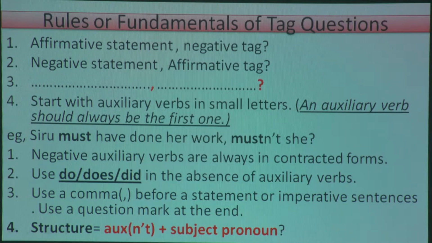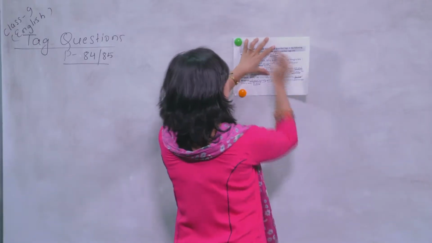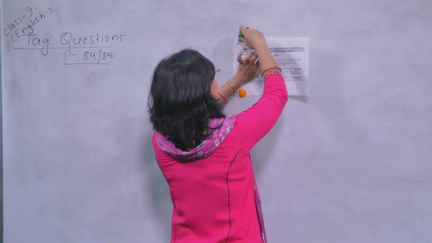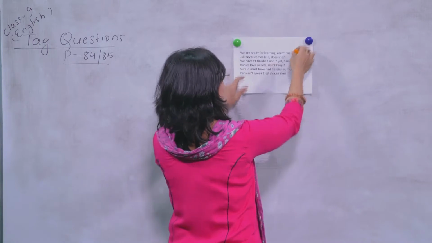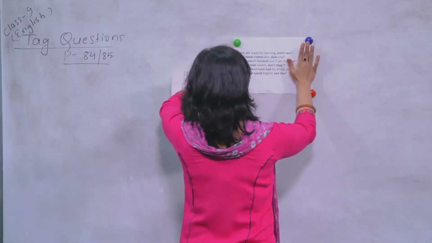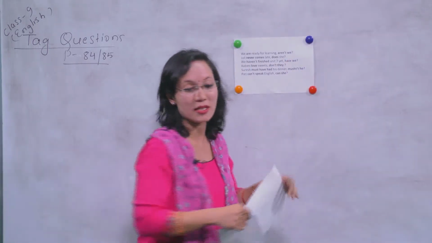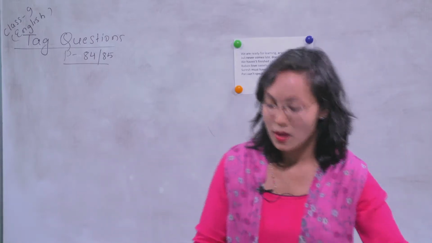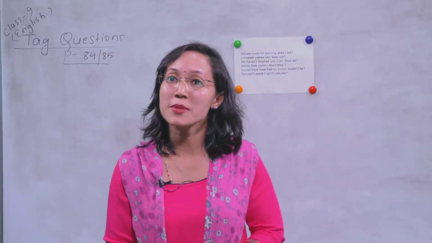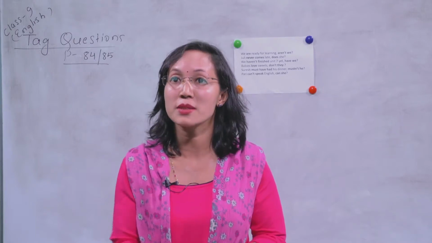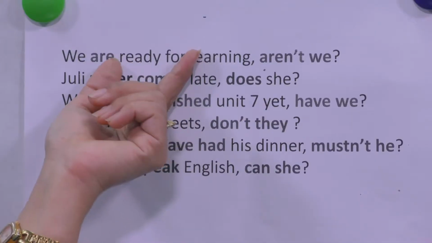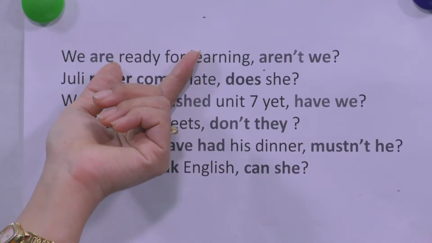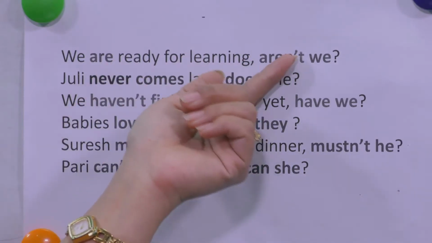Now you saw different things here, different sentences here. So you might have noticed some things there. I will talk about those rules with reference to these sentences. The first one: affirmative sentence, affirmative statement, negative tag. Means when these statements are affirmative ones, right? When they are affirmative ones, we use negative tag.